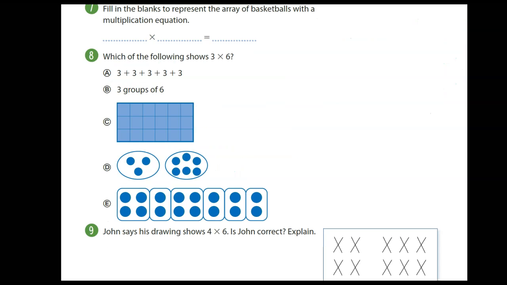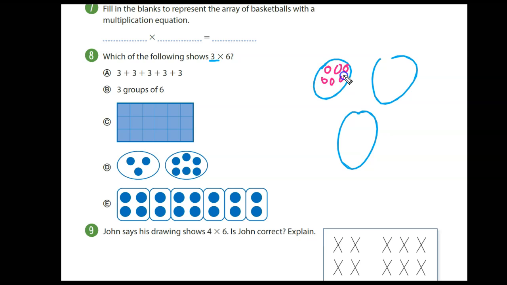It says, which of the following shows 3 times 6? That means how many groups do I have? 3, right? How many in each group? 6. 1, 2, 3, 4, 5, 6. Is there one that does D and E fit? Does D and E fit? No. How about B? It says 3 groups of 6.